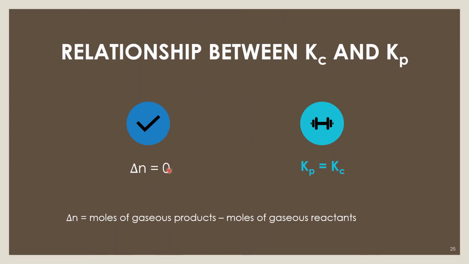But if the delta n equals to 0, the value of Kp will equals to the value of Kc. Ini adalah kerana daripada formula Kp equals to Kc RT power of delta n apabila delta n adalah 0. So let's substitute the value here. So apabila RT kuasa kosong, so the Kp akan equals to Kc kerana RT kuasa kosong bersamaan dengan 1.